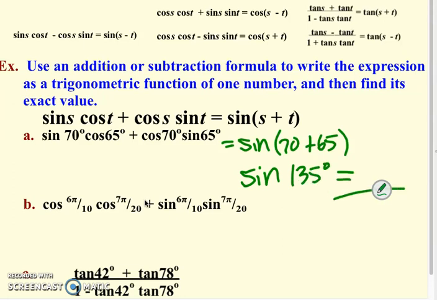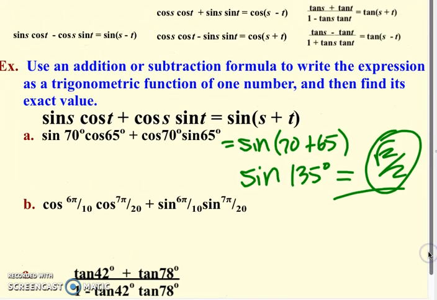So down to 70 plus 65, which is 135, and now I have a common angle, so now I can evaluate. So what's the sine of 135? So 135, quadrant 2, positive sine, square root of 2 over 2. So again, it's more of a practice with, do you just recognize what you're looking at as a formula? The condensing and evaluating part, again, pretty simple.